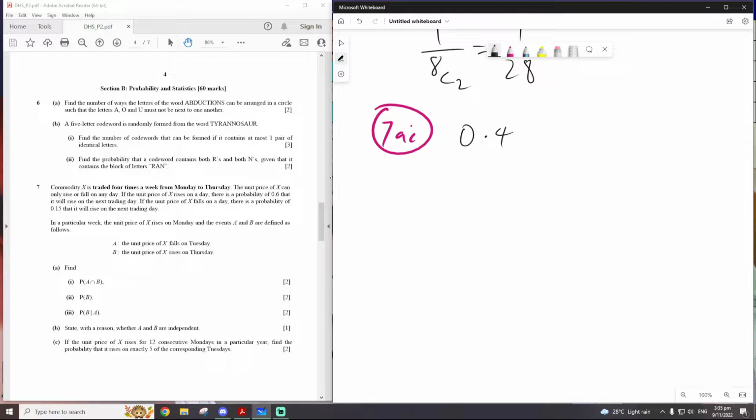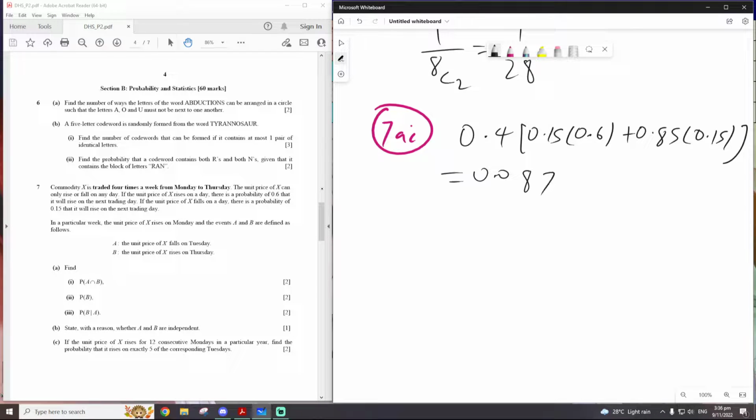So there are two possible cases. Either it will fall now and rise later, or I considered the case where it will rise first. It doesn't matter whether it falls or rises first, as long as it rises on Thursday. So what's the probability in this case? It will be 0.6, right? If it rises, it will rise again with 0.6 probability, plus the probability that it falls but then rises, which is 0.85 times 0.15. This is 0.087.